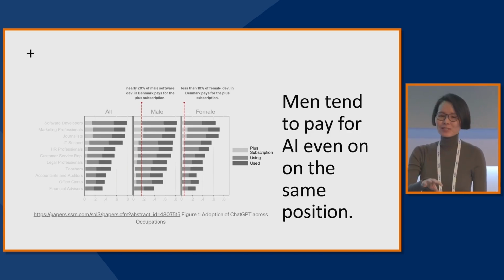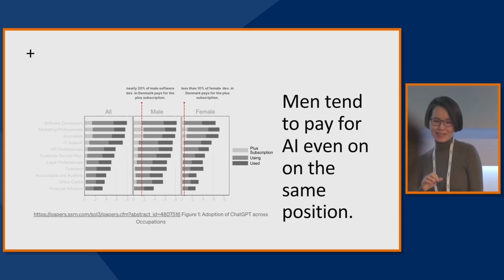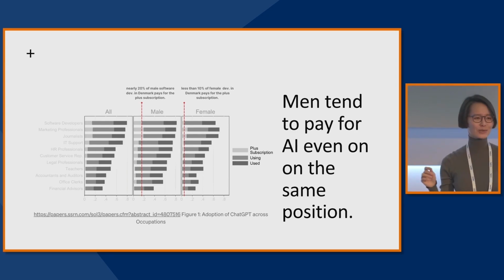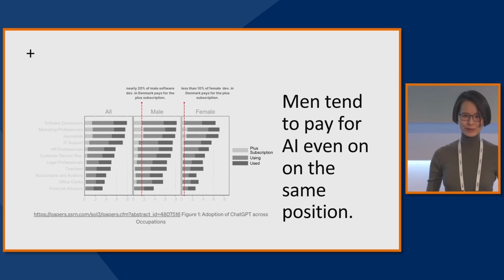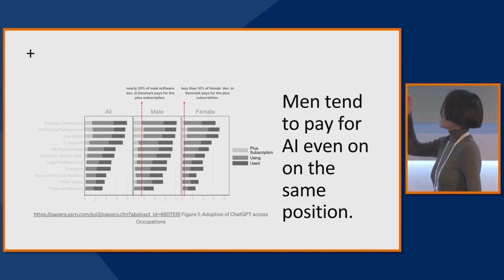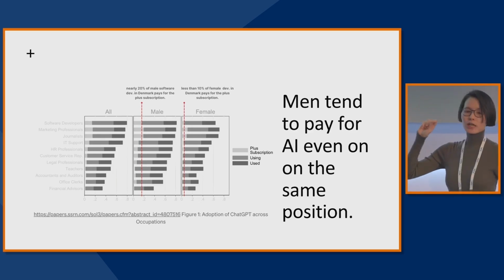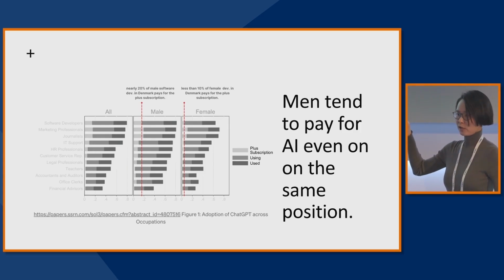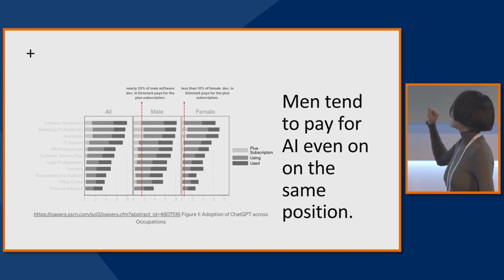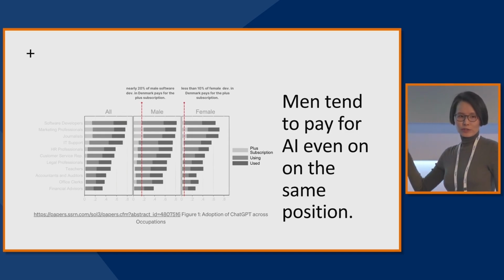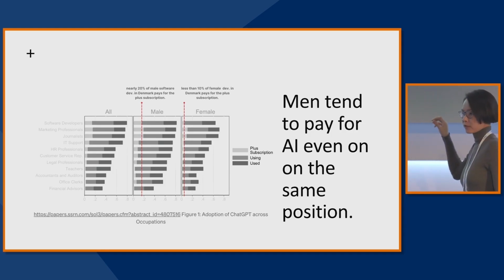But don't worry, I'll focus on the first role because that's the only example I'm going to use. So the first role is software developer, and that is the role most people in the room are more familiar with. If we are comparing the behavior of using ChatGPT between male software developers and female software developers, you will realize that there are many more men using ChatGPT to help them with their day-to-day job compared to women.